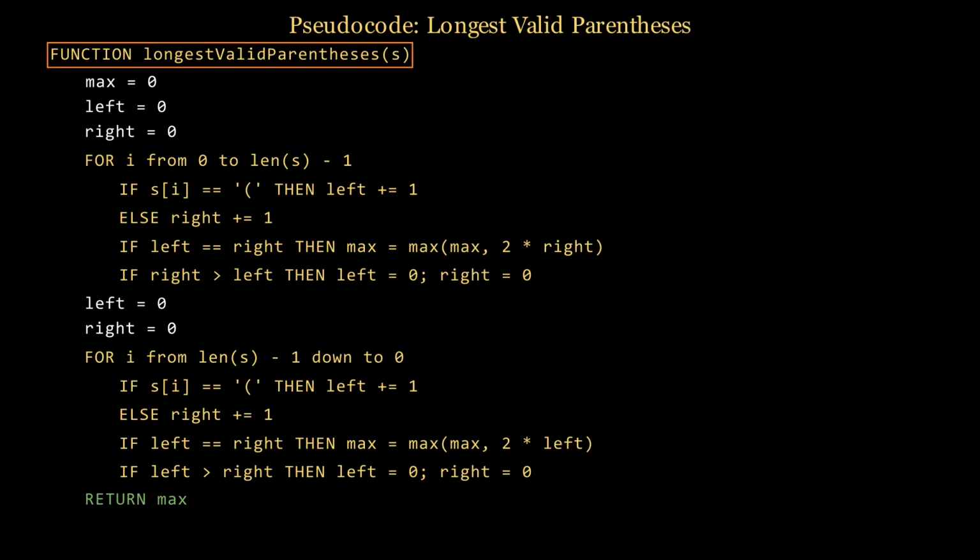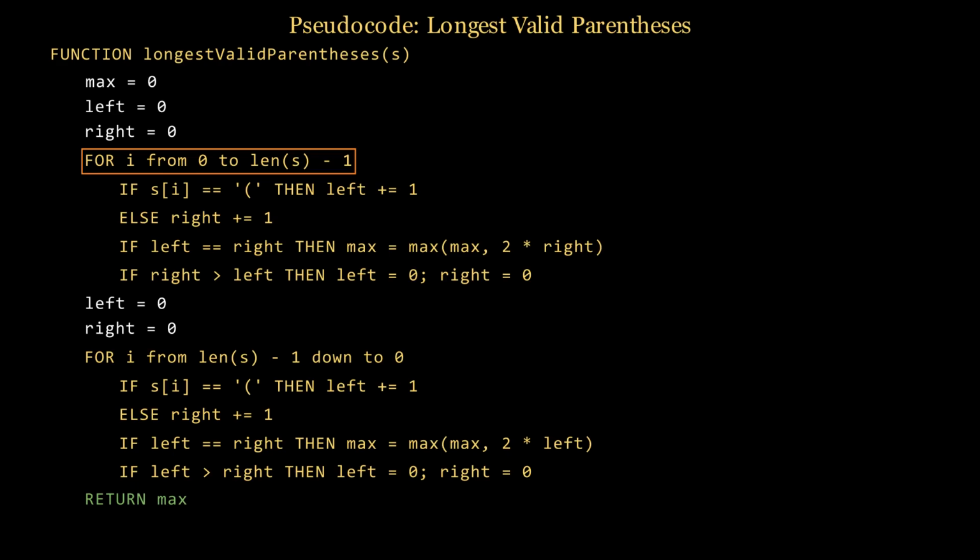Pseudocode for longest valid parentheses using two passes and two counters. First walk left to right with a reset when closes exceed opens, then walk right to left with the symmetric reset when opens exceed closes. Set the running best length to 0. Set left to 0 before the forward scan. Set right to 0 before the forward scan.